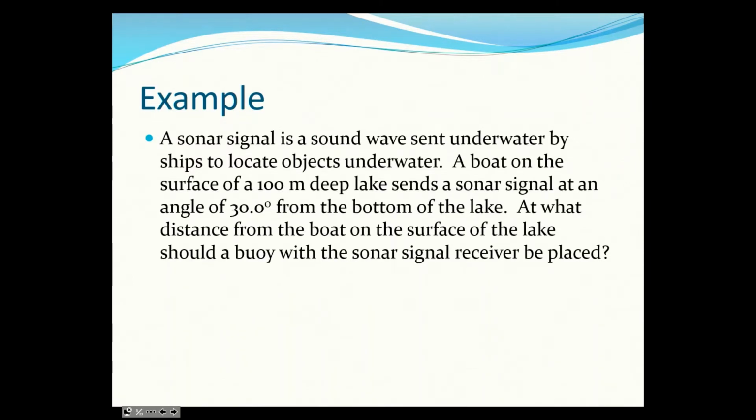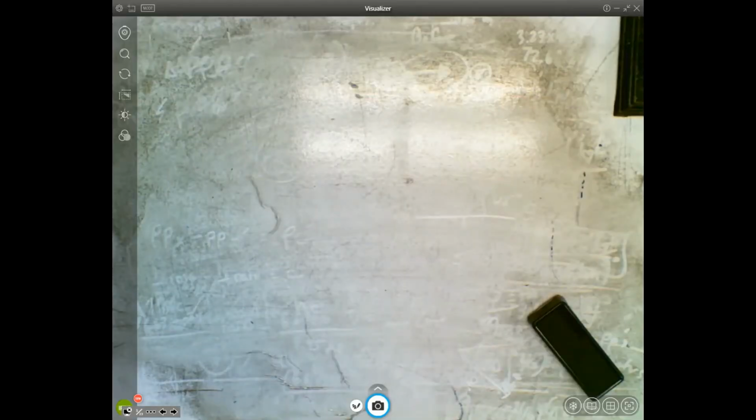Okay, another type of question that you can have, this is more of a trig question, but you need to know reflection. A sonar signal is a sound wave sent underwater by ships to locate objects underwater. A boat on the surface of a 100-meter deep lake sends a sonar signal at an angle of 30 degrees from the bottom of the lake. At what distance from the boat on the surface of the lake should the buoy with the sonar signal receiver be placed? So I'll draw a picture of what's going on here.